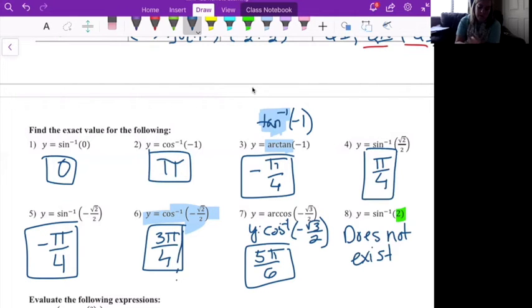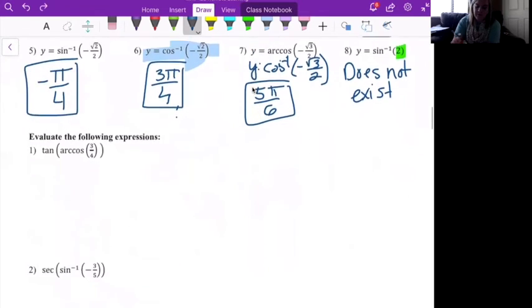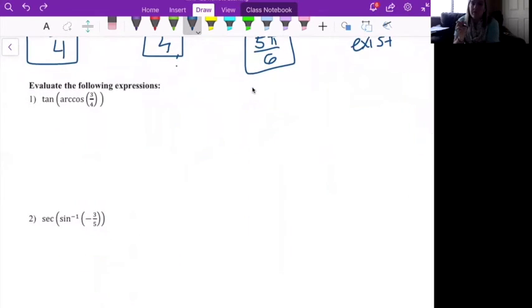So if we want to evaluate the following expressions. What this is saying is that this is an angle.